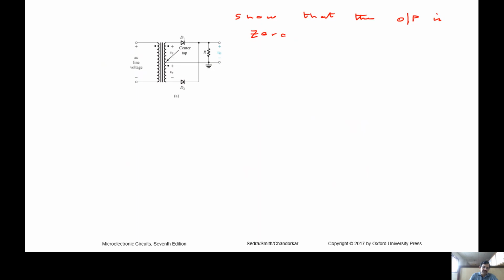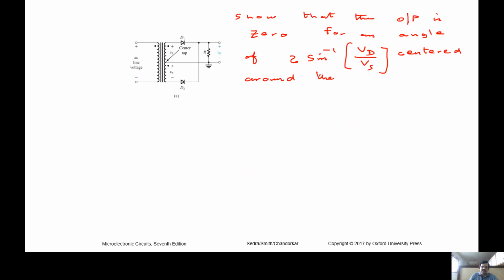Show that the output is 0 for an angle of 2 into sine inverse of Vd by Vs, centered around the zero crossing points of the sine wave input. This is the first problem.